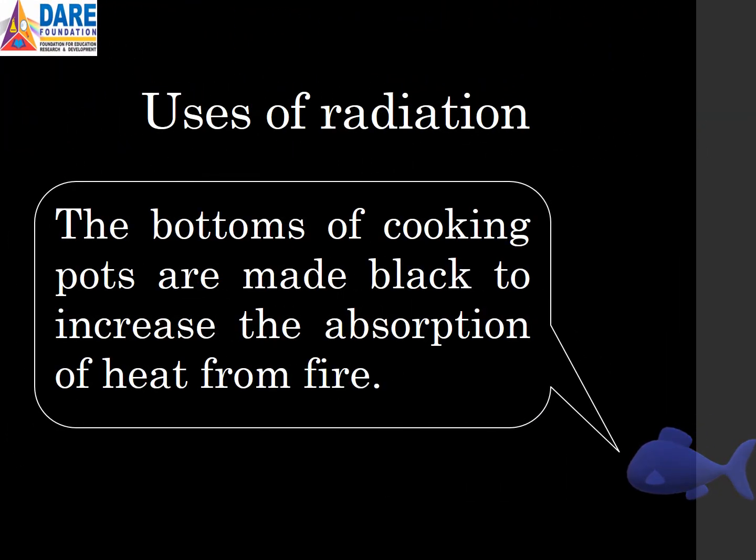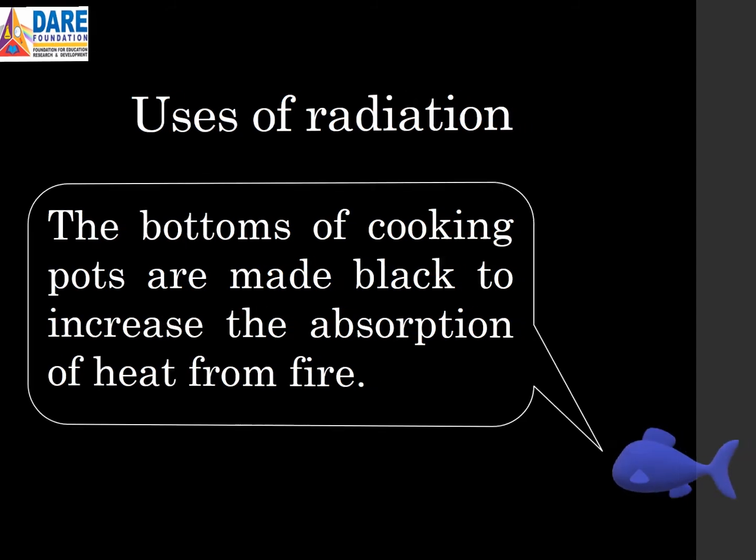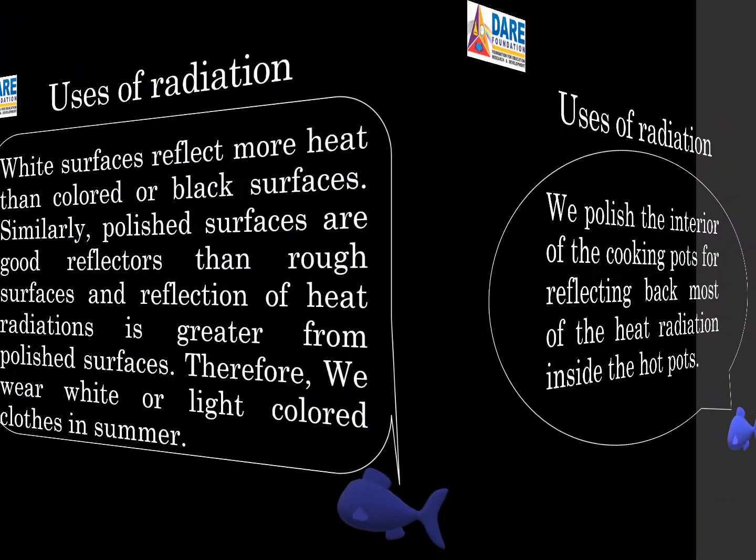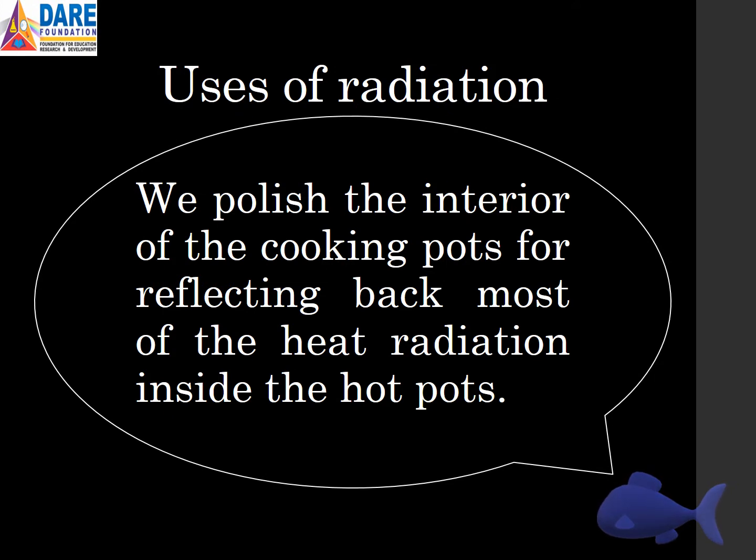The bottoms of cooking pots are made black to increase the absorption of heat from fire. White surfaces reflect more heat than colored or black surfaces. Similarly, polished surfaces are better reflectors than rough surfaces, and reflection of heat radiations is greater from polished surfaces. Therefore, we wear white or light-colored clothes in summer. We polish the interior of the cooking pots for reflecting back most of the heat radiation inside the hot pots.